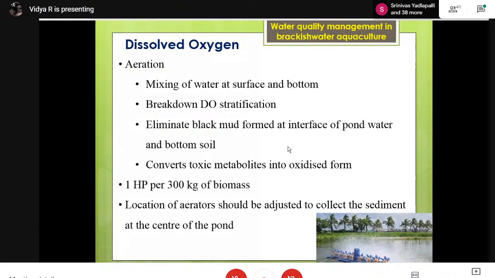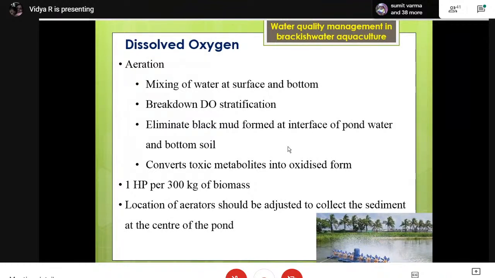And one more thing is we have to remove the black mud from the interface of the pond water and the bottom soil, because this part has a lot of organic matter, leftover feed, and molting shells. Everything will accumulate because of the action of the aerators. So this part should be provided with a central drainage system underground, so that periodically we can remove this sludge, which is harmful to the farming, from the pond bottom easily. In most cases now, people use the central drainage system to remove the sludge during the culture period.